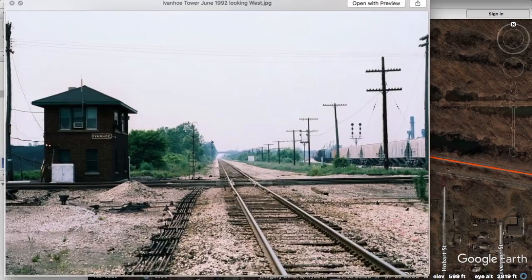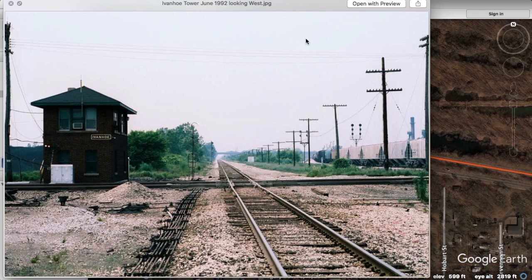This one says June 1992. So we're going to be looking west down to Michigan Central here. Once again, we have the EJ&E here. You see we have a train on the Gary and Western heading towards the Gary and Western yard back there probably.